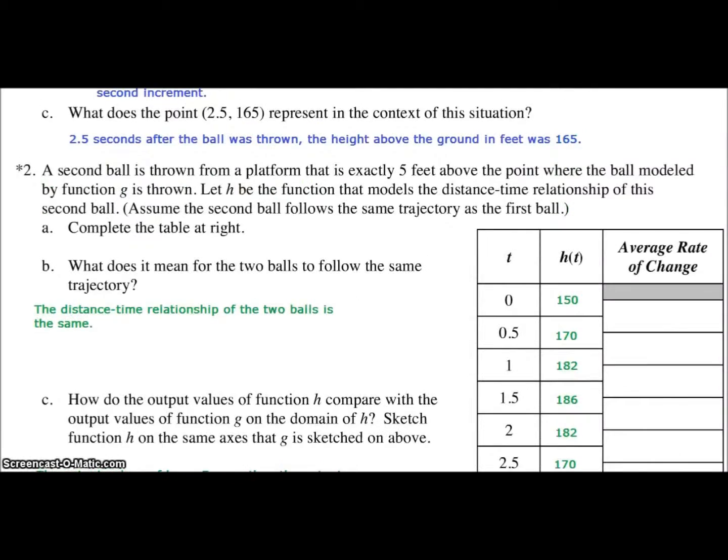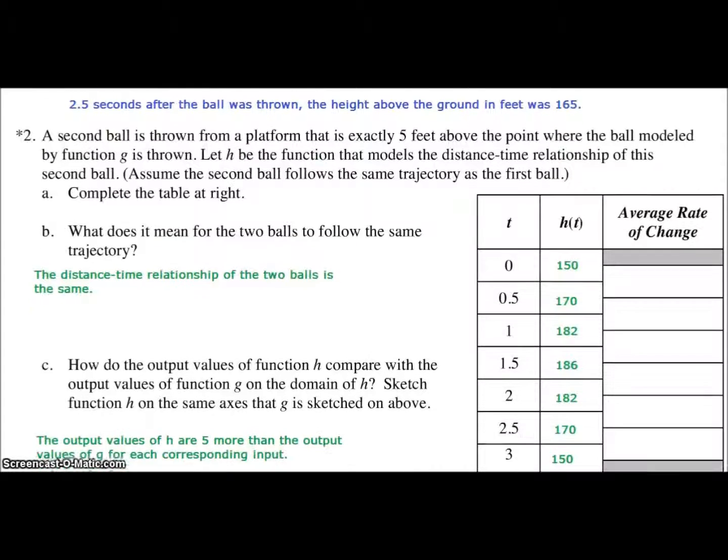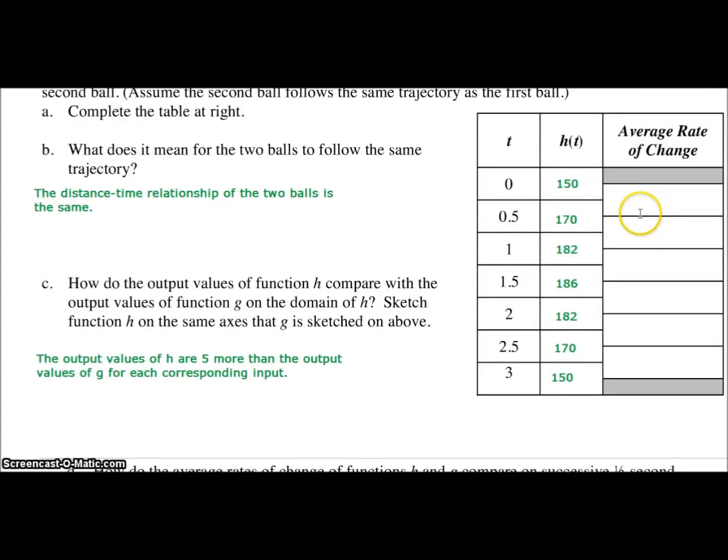Let's see. Oh, I forgot to do part A. Complete the table at the right. Almost finished with that one. So the average rate of change in height over change in time, 20 over 0.5. 20 over half, that's 40 again. See, 182 minus 170 over a half, that's 12 over a half, which is 24.